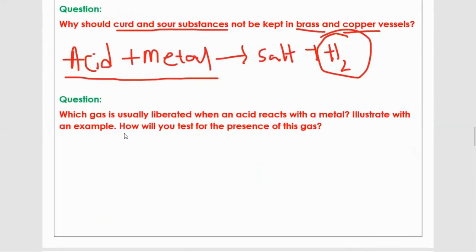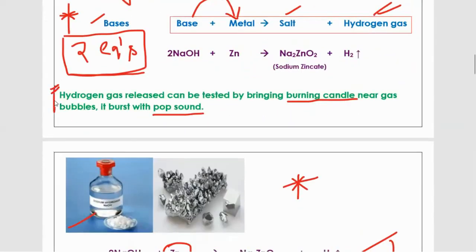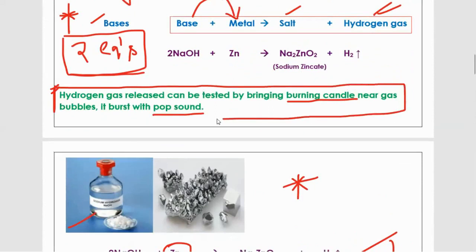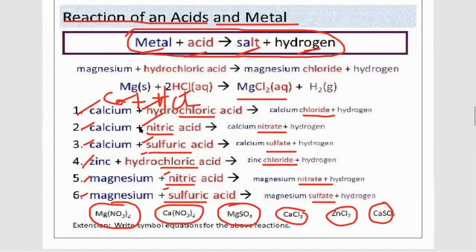And how will you test the presence of this gas? This line you can write. Hydrogen gas released can be tested by bringing a burning candle near the bubble. It bursts with a pop sound. So that is the first chemical property we have learned.